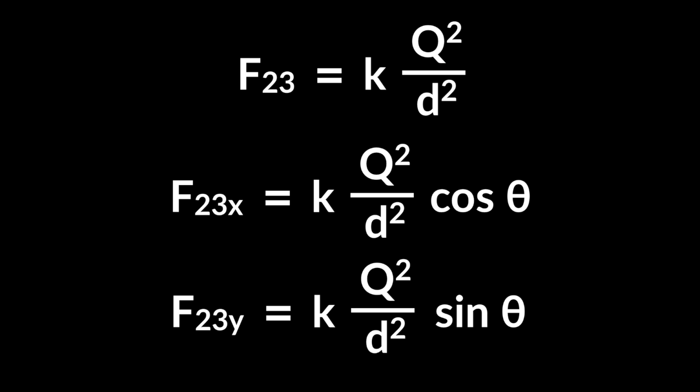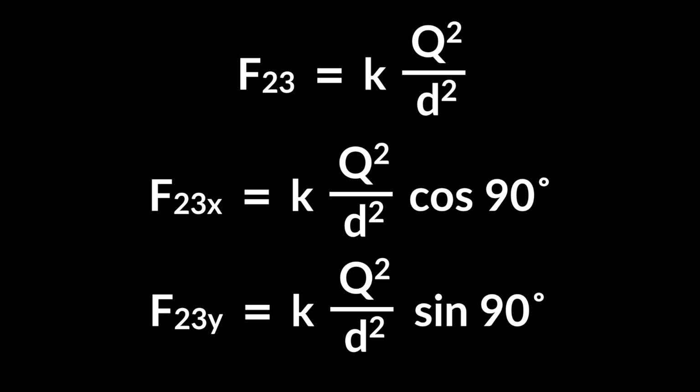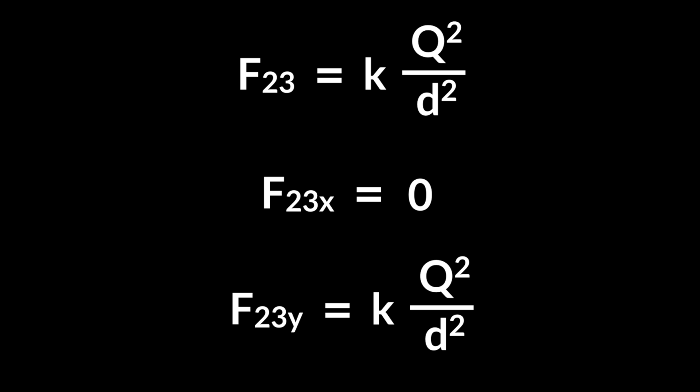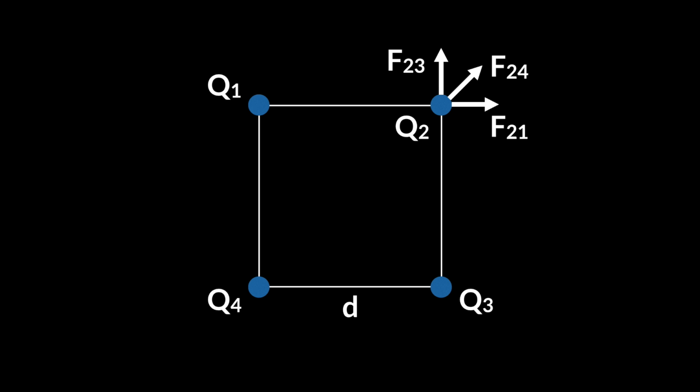Now let's do the same thing for F3, which is the vertical one. The angle in this case will be 90 degrees, and cosine of 90 degrees is 0, and sine of 90 degrees is 1. So here we have the x component is 0, and the y component is kq squared over d squared.